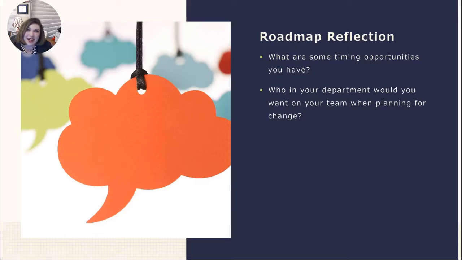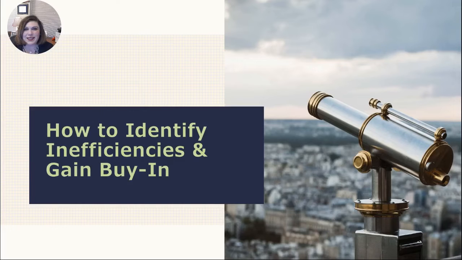Okay, so we're now going to talk about how to identify those inefficiencies and gain buy-in. And this particular section is where we plan to spend the most time today. So there are many ways that we can go about identifying inefficiencies, but today we're going to focus on the 4 simple steps that were successful for us and will likely be successful for you as well due to how easy it is to implement these tactics.